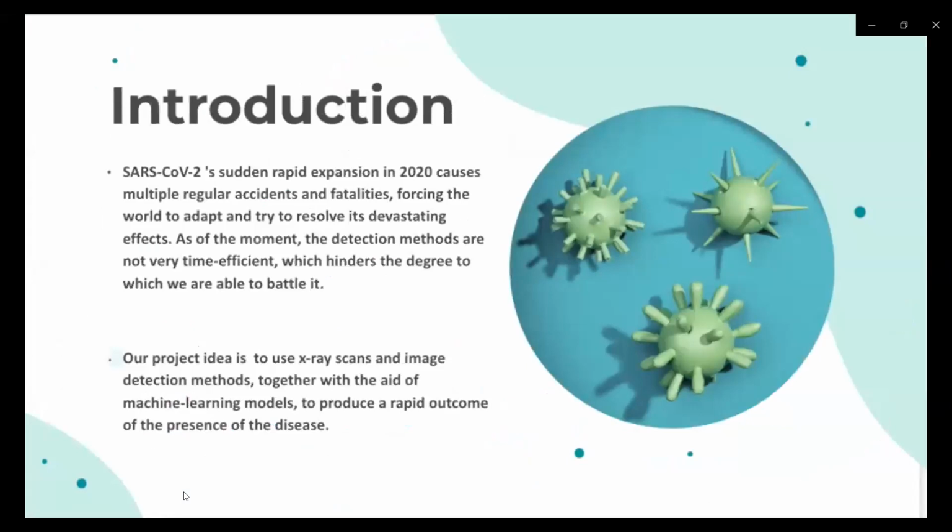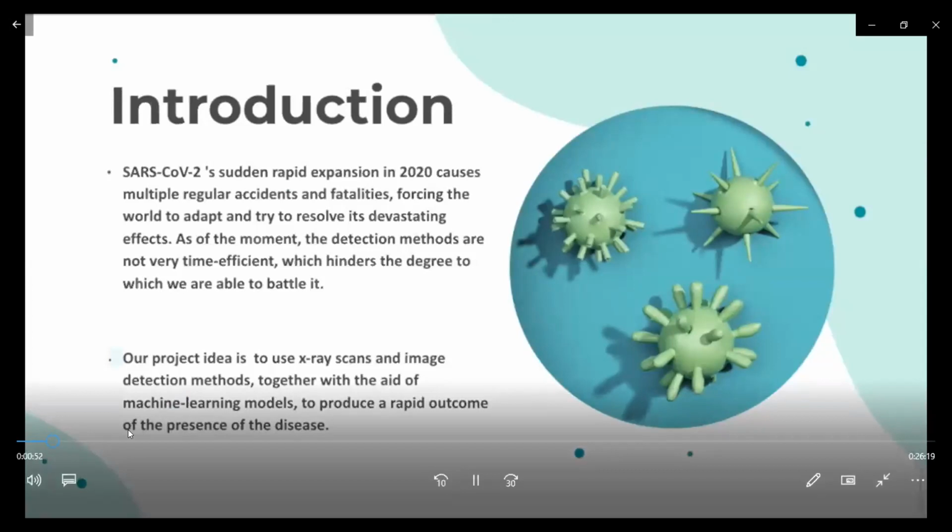As a quick recap, COVID-19 has witnessed an abrupt, lightning-quick outbreak in early 2020, which has caused numerous preventable illnesses and eventual fatalities, compelling the world to adjust and attempt to reduce its detrimental impact. As of the current moment, the discovery techniques of the virus are not very time effective, which belittles the extent to which we can fight against it. Therefore, we have come up with our project idea, which is to utilize X-ray scans and image detection methods, together with the aid of machine learning models, in order to produce a rapid decision regarding the existence of the virus.